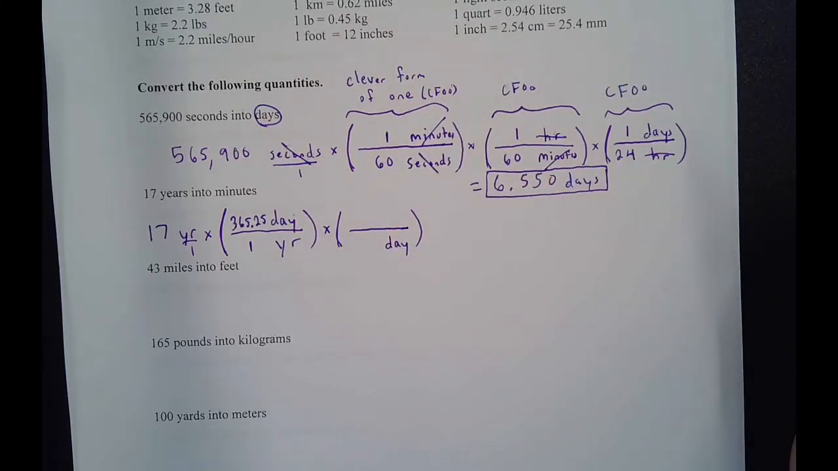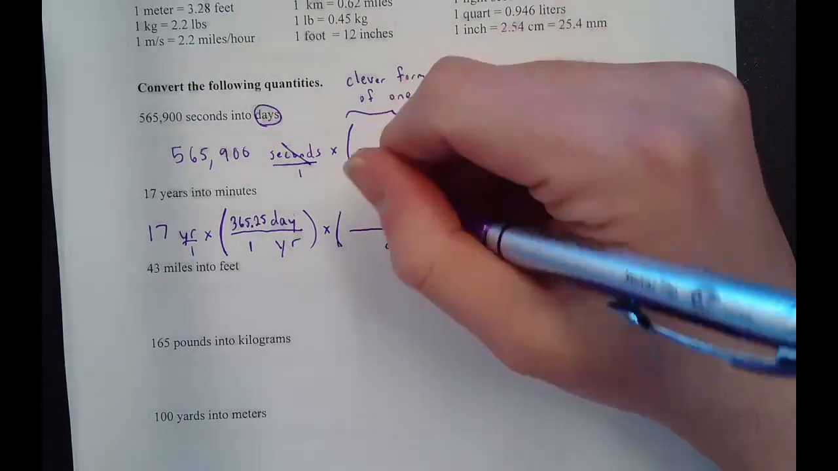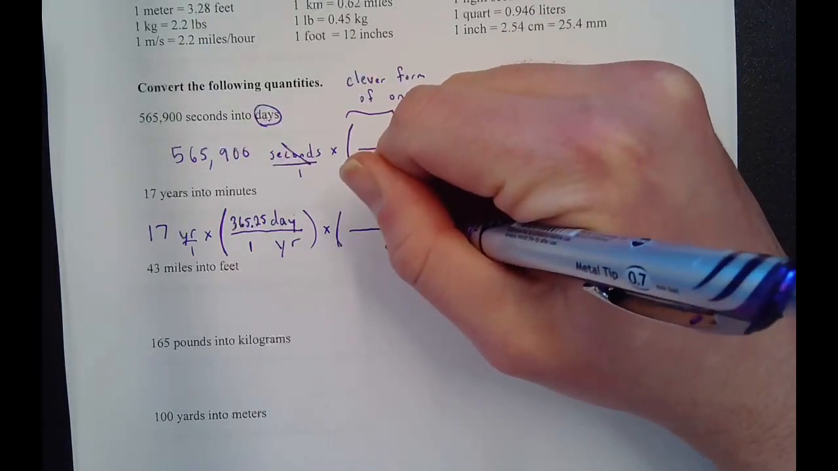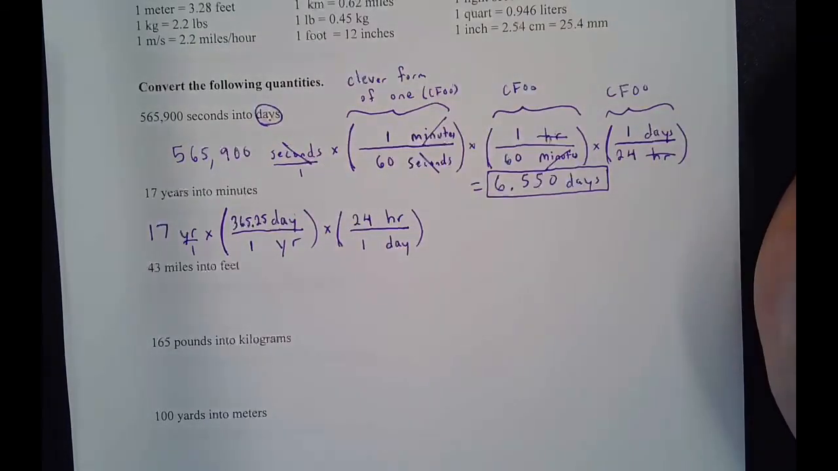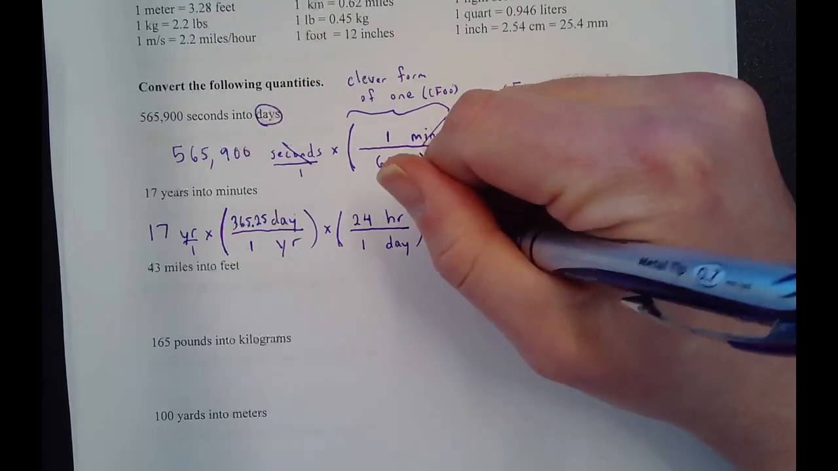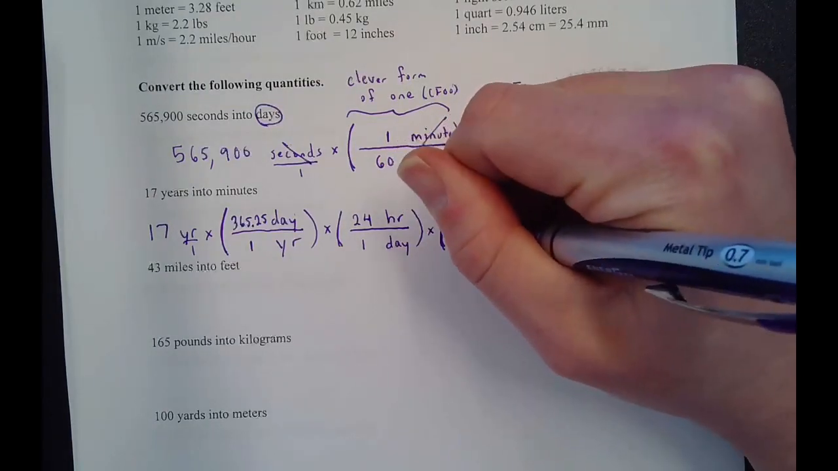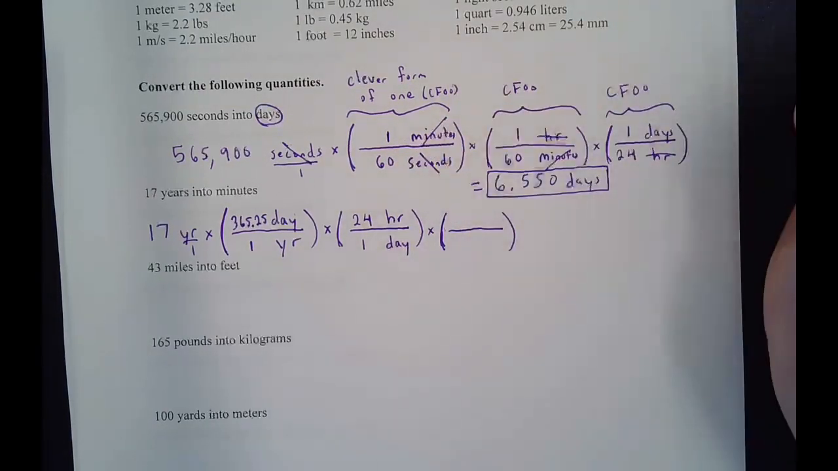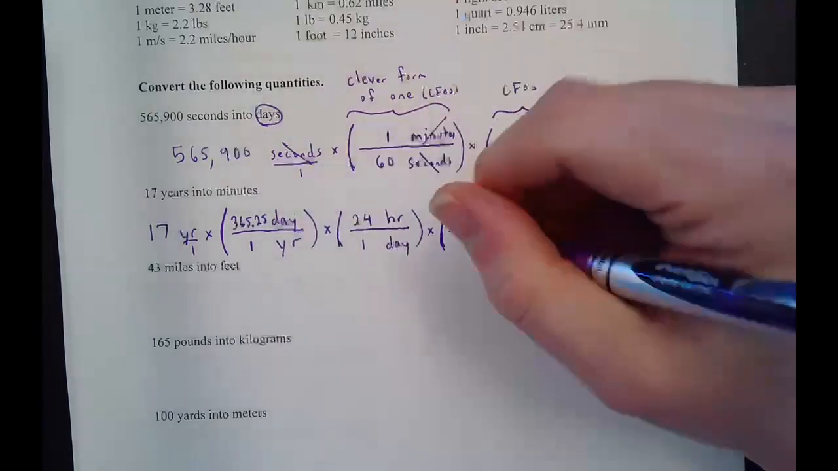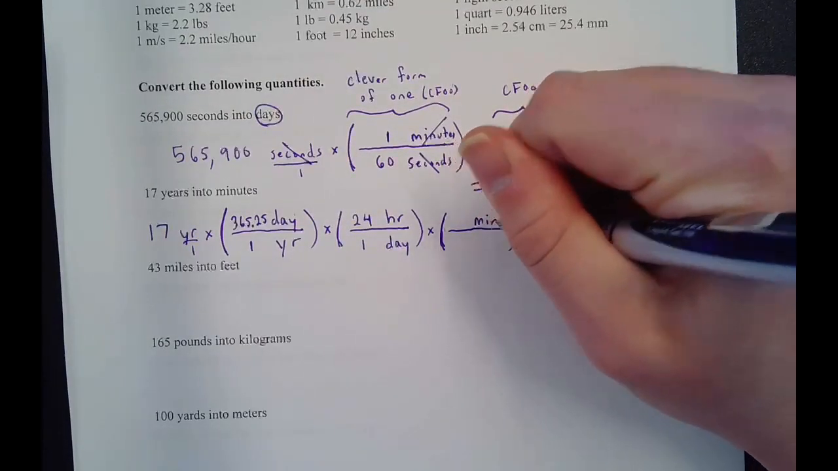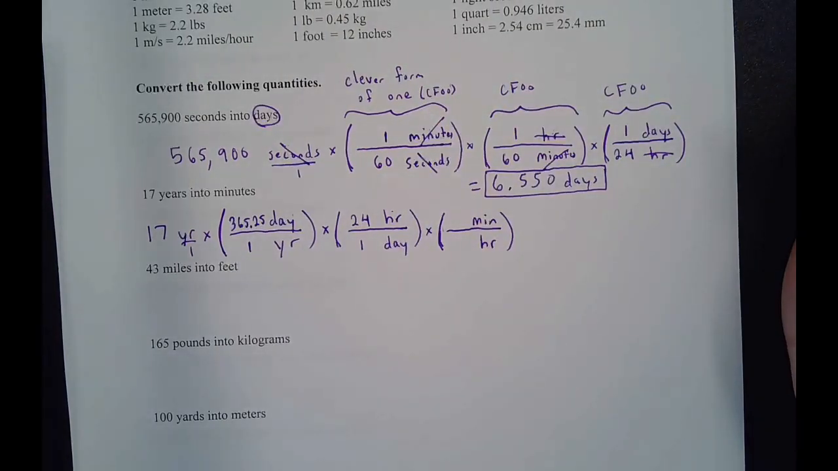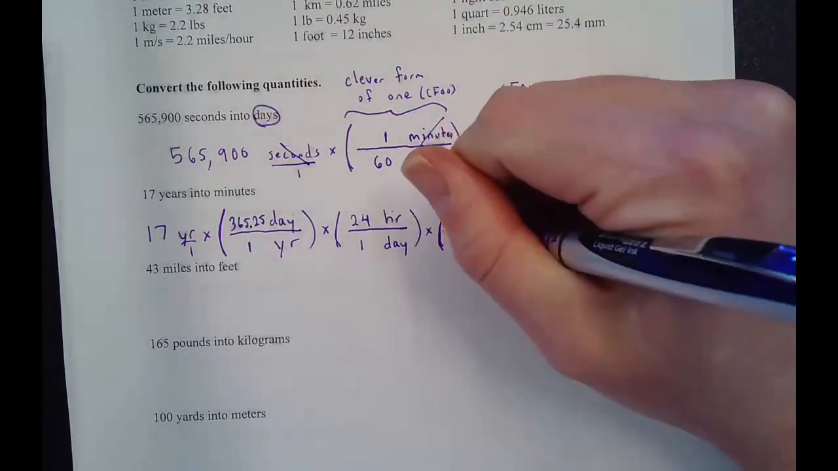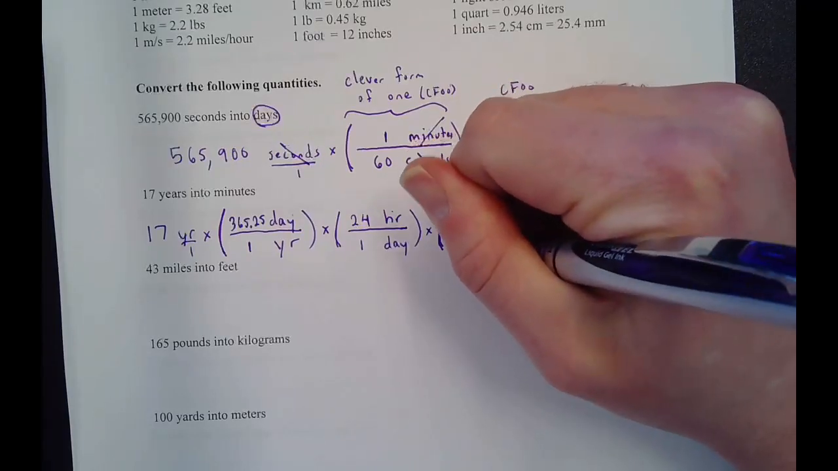And I am going to put hours up there. And I know that there are 24 hours in 1 day. Next, I do know how many minutes are in an hour. So 1 fraction away from being done here. Minutes is what I'm looking for in the end. I have hours already in the numerator, so I need to put hours there in the denominator so that they cancel. And I know that there are 60 minutes in 1 hour.